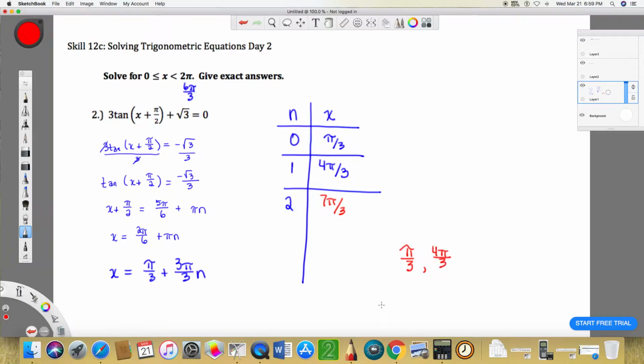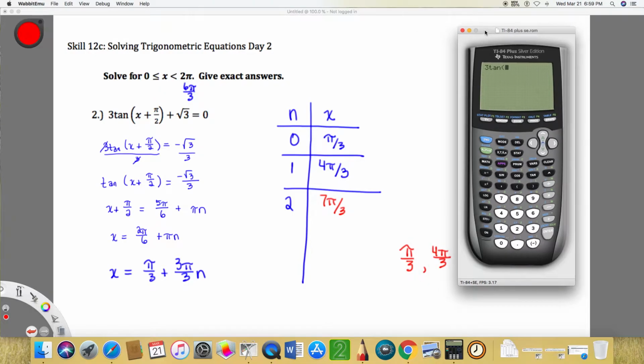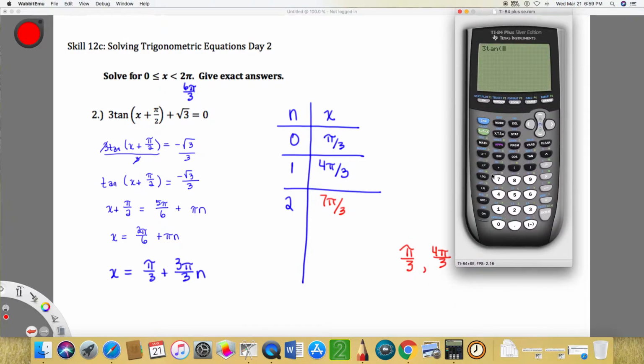Now let's go ahead and use the scientific calculator to check our answers real quick. We know that we're still in radians from our last problem. If we take 3 times the tangent of our answer, let's go 4 pi over 3 first, plus pi over 2, close the parenthesis, then add radical 3. If this is correct, we should get 0, and we do.